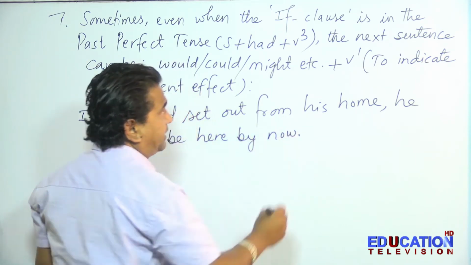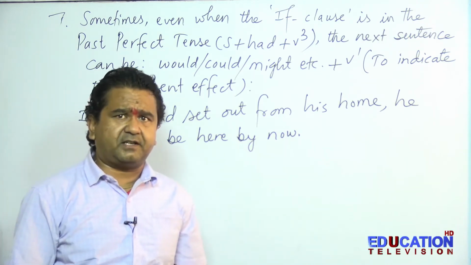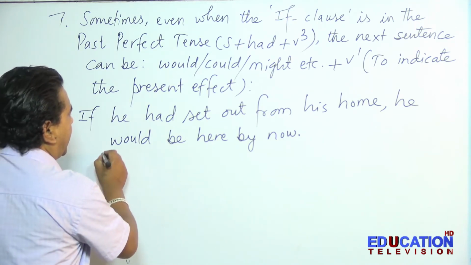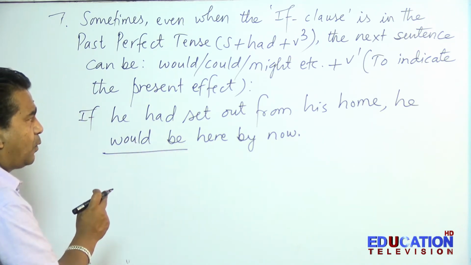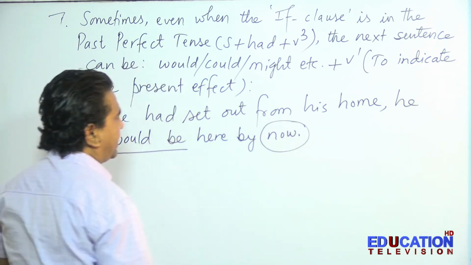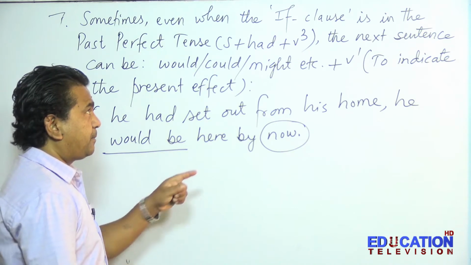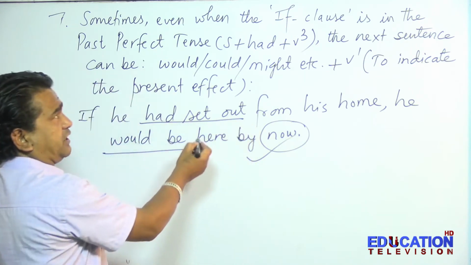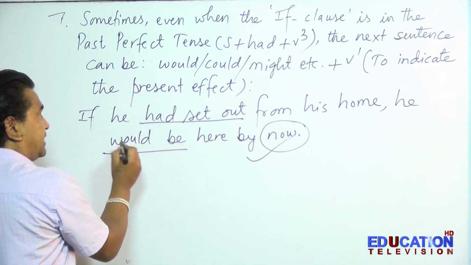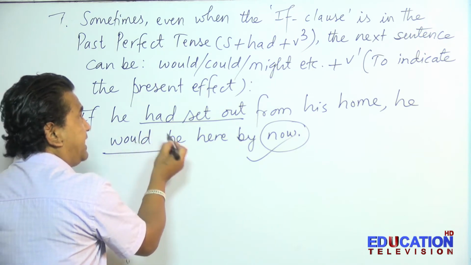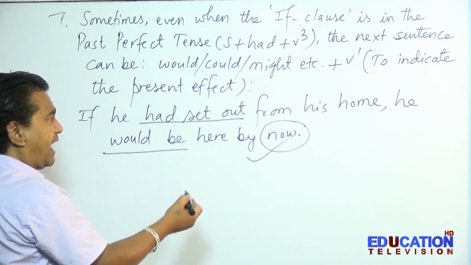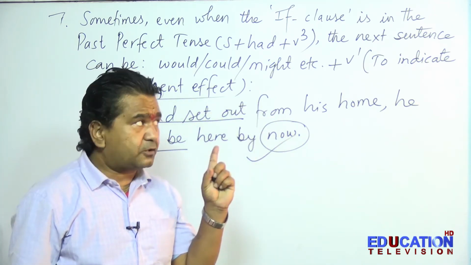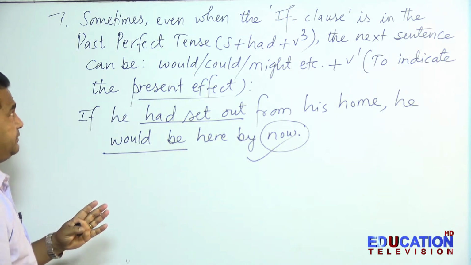You know, such sentences have been asked in the engineering entrance examinations many times. Actually, here it should have been would have been, but we write would be. Why? Because of this. He would have been here now, or he would have been here by now. Because of this now, even if here is past perfect tense, the second answer would be would be, not would have been. Why? Because it shows the present effect. So this rule has to be understood clearly.